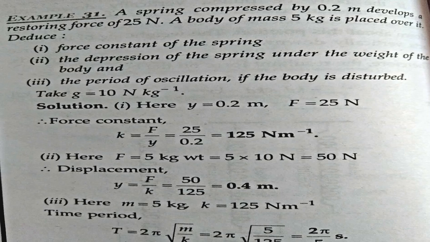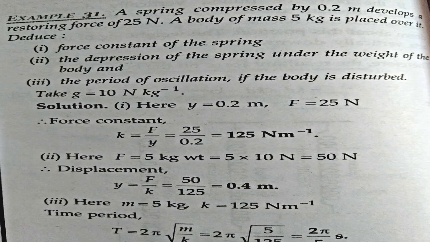So the first problem: a spring compressed by 0.2 meter develops a restoring force of 25 Newton. A body of mass 5 kg is placed over it. Deduce the force constant of the spring, the depression of the spring under the weight of the body, and the period of oscillation if the body is disturbed. You can take the value of g as 10 meter per second square, or 10 Newton per kg. Displacement y is given as 0.2 meter, F is given as 25 Newton.